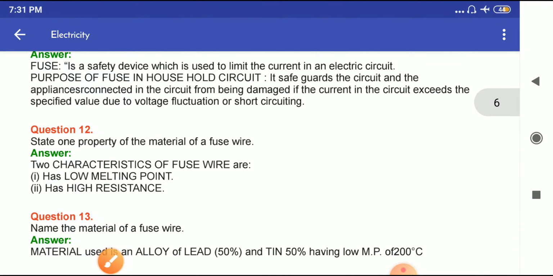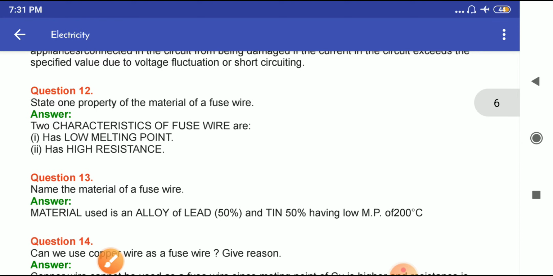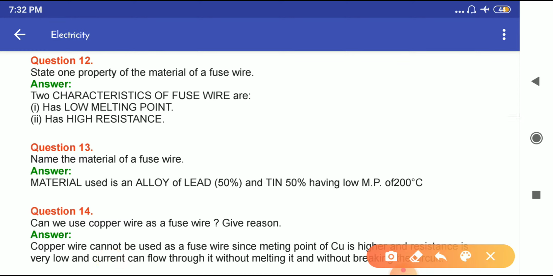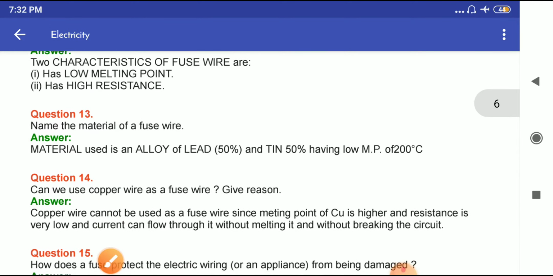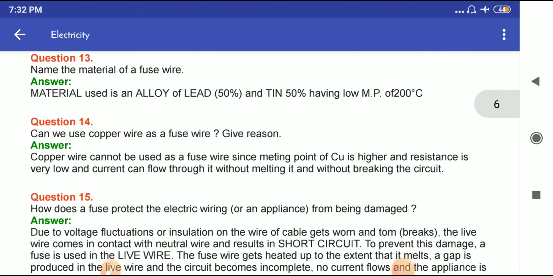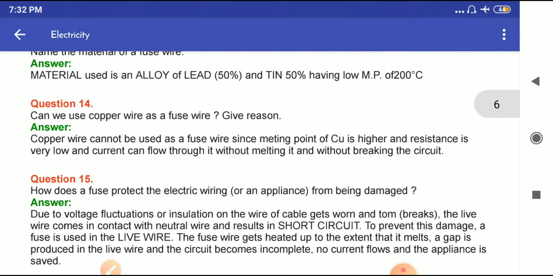Question number 12, state one property of the material of a fuse wire. So these are the characteristics of fuse wire. Question number 13, name the material of a fuse wire. Material used is an alloy of lead and tin having low melting point of 200 degrees Celsius.